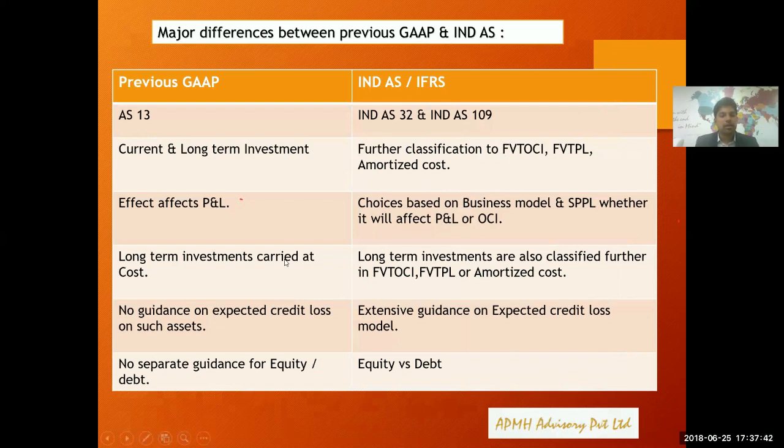Long-term investments were carried at cost. Here, of course, there are three options. No guidance was there on expected credit loss of financial assets. Now there is extensive guidance on the expected credit loss model, which we will see in further slides. There was no separate guidance for equity and debt classification. Now, we saw a few slides before how we have to bifurcate some compound instruments into equity and financial liability. So there is detailed guidance on it in IND AS 32, Presentation of Financial Instruments.